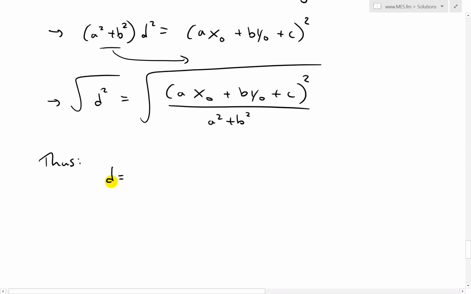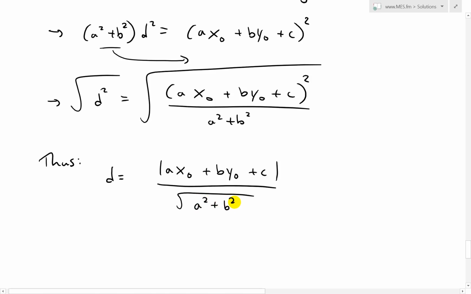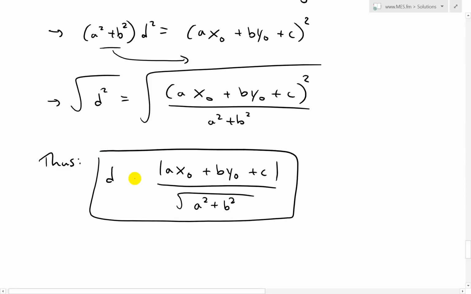So d is equal to the positive square root, and the square root cancels with this one, so what we're left with is the absolute value of ax0 plus by0 plus c, like that, over the square root of a squared plus b squared, which is always going to be positive, and we always want an absolute value of the top part, like that. So there is the distance formula, like this, put it in the center here, so distance is equal to this.